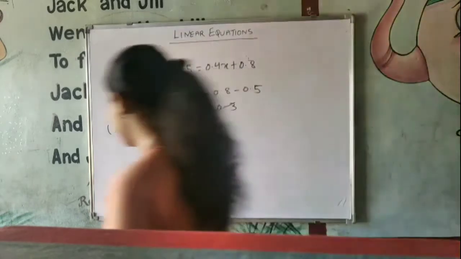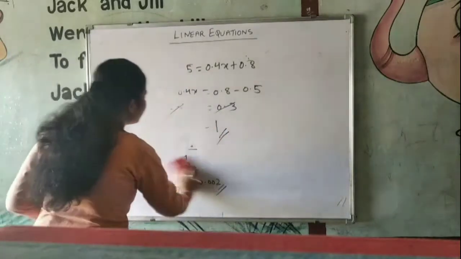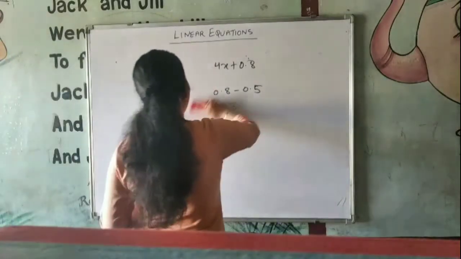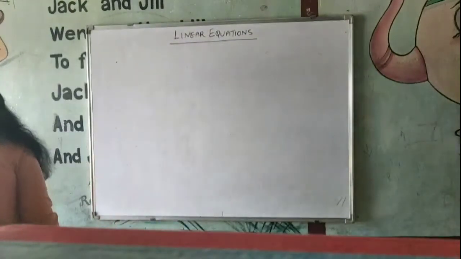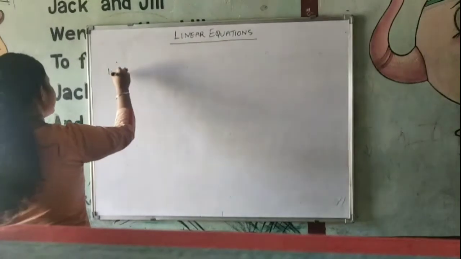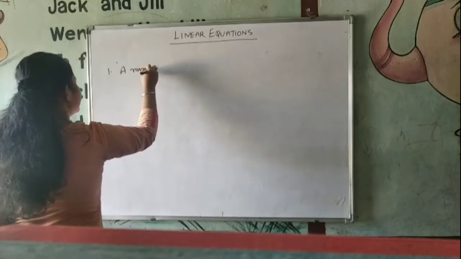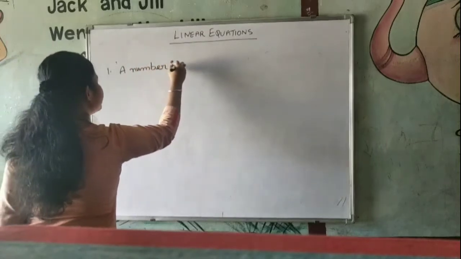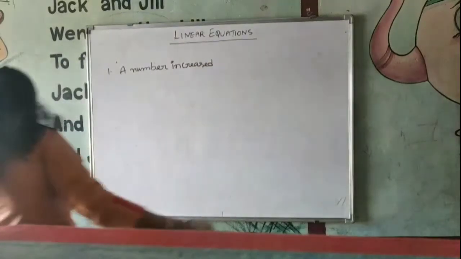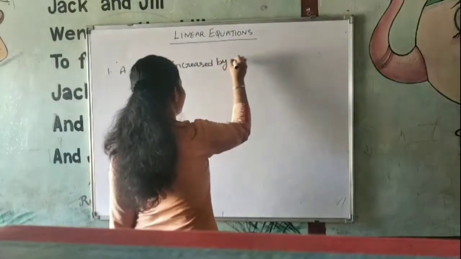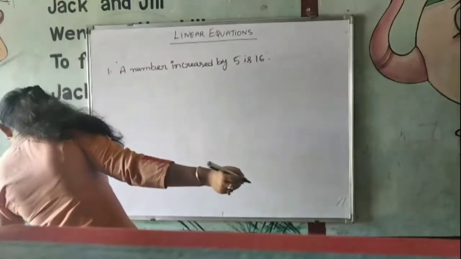Let me rub this one. So now I am going to deal with the word problem. You have to see the first word problem. Suppose a question is there: a number increased by 5 is 16. Find the number.